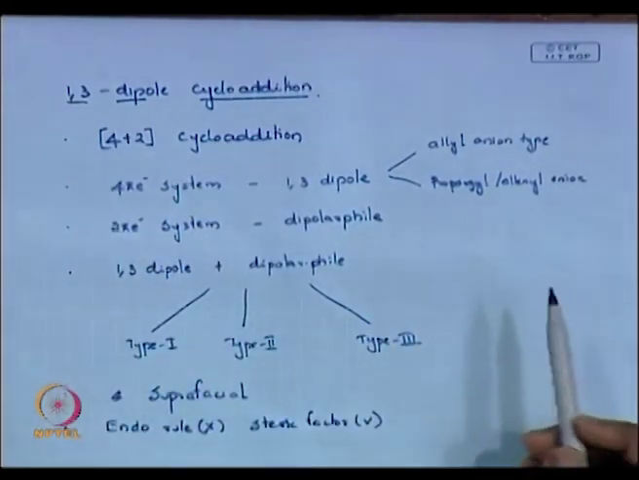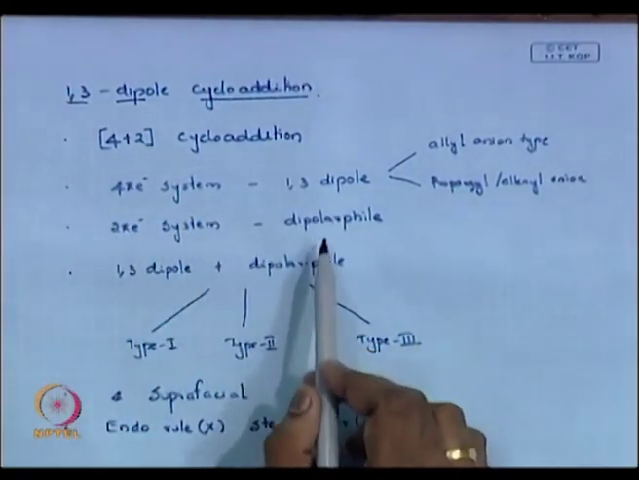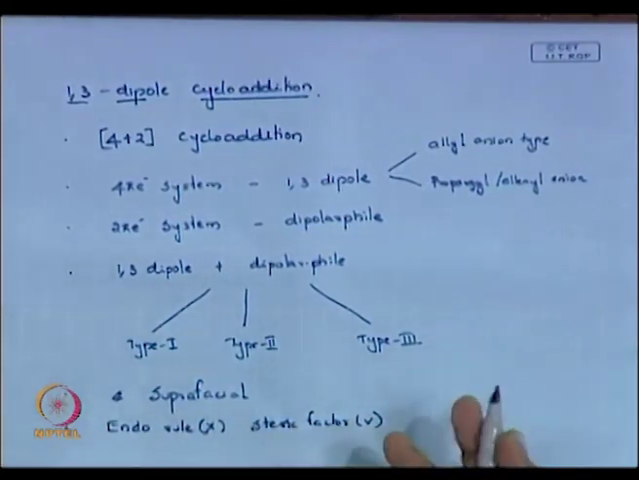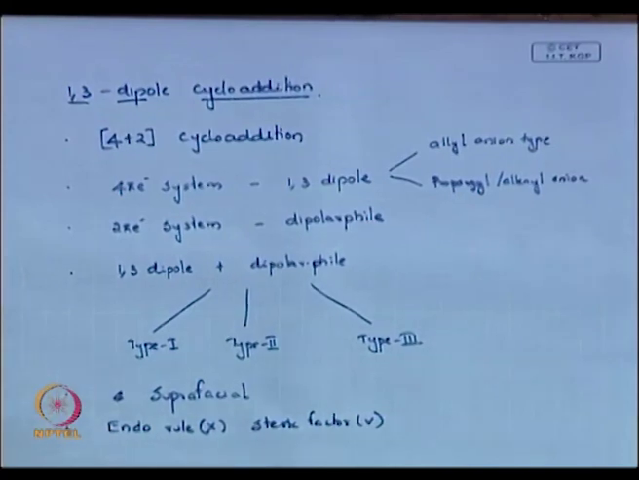It falls under 4+2. You have the 1,3 dipole, you have the dipolarophile, 3 types you can classify, and your addition is suprafacial. Your endo rule does not prevail, it is more with your steric factor. Clear? So, that is how you can simply summarize your 1,3 dipolar cycloaddition. Okay, that is all about 1,3 dipolar cycloaddition. Thanks, guys.